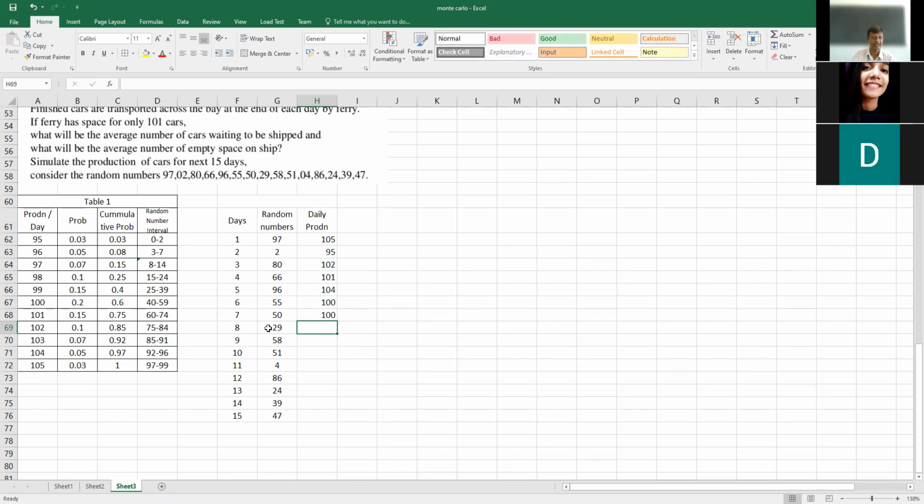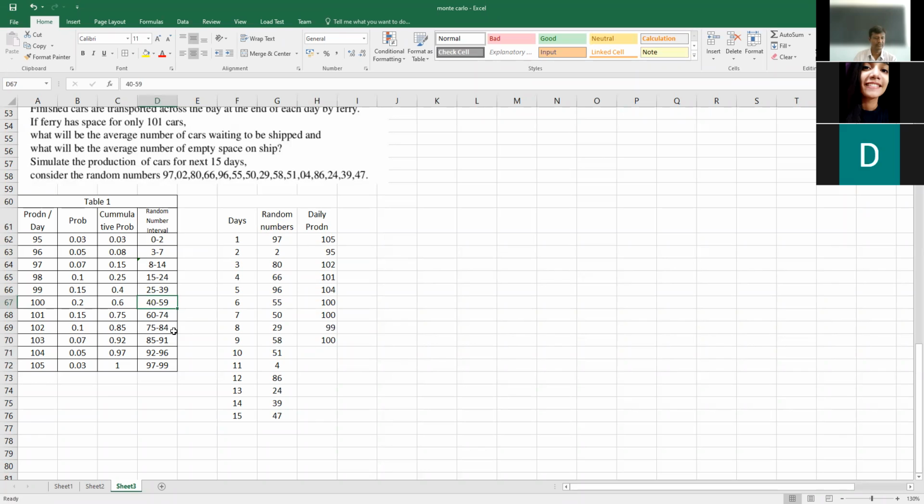Eighth day it is 29 random number. So 29 comes between 25 to 39. The corresponding production is 99. So we take 99 here. And next one is 58. 58 comes between 40 to 59, and their corresponding production is 100. We take 100 here.